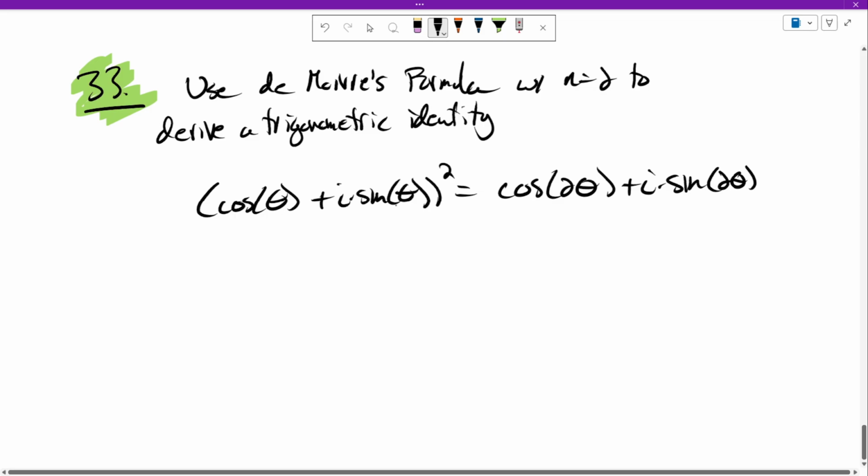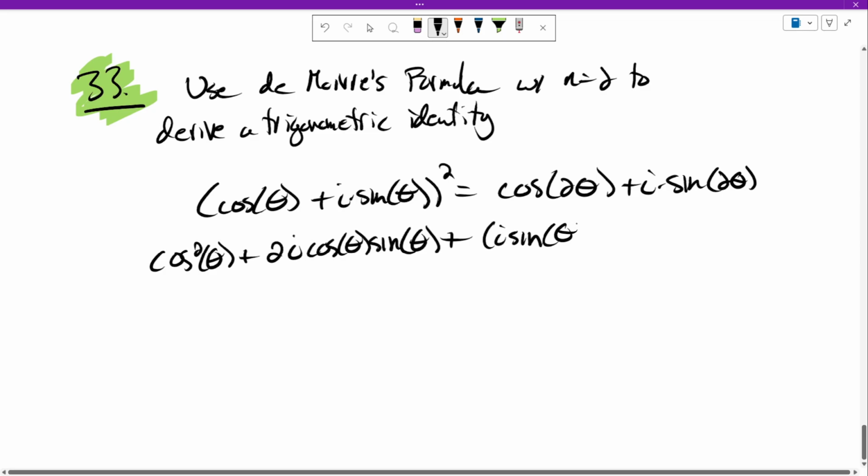But on the other hand, we can square the left-hand side. And when we square the left-hand side, we're going to get cosine squared plus 2i cosine sine plus i squared sine squared. And that's again equal to the right-hand side. I'm not going to write it again though.